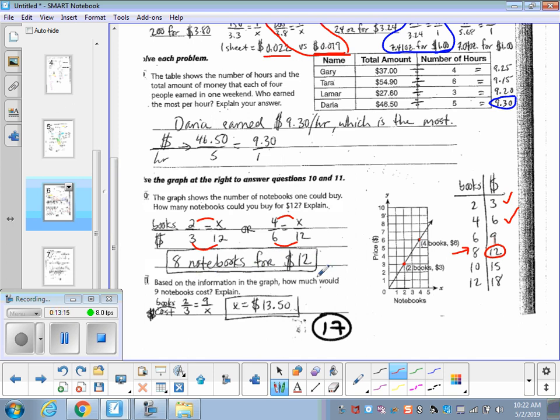Now, based on the information in the graph, how much would 9 notebooks cost? So 9 is going to be right here, halfway in between. So if it's halfway in between these values, it's going to be halfway in between $12 and $15.